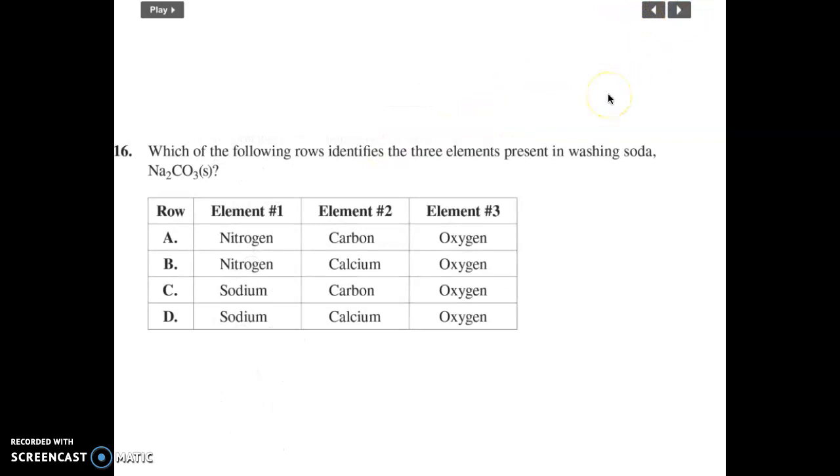Okay, let's take a look at what washing soda is. Na2CO3. What is that? Sodium carbonate? Yeah.